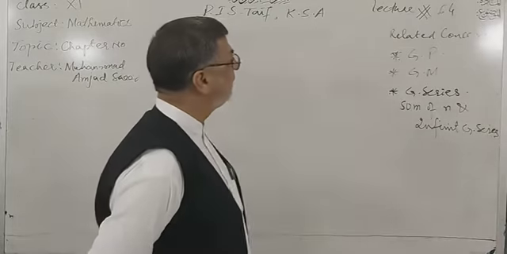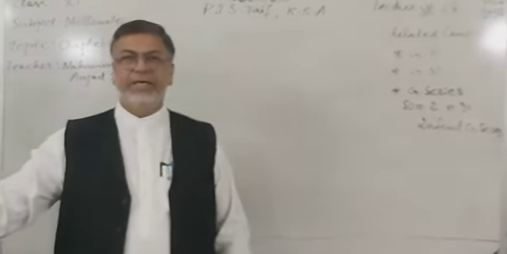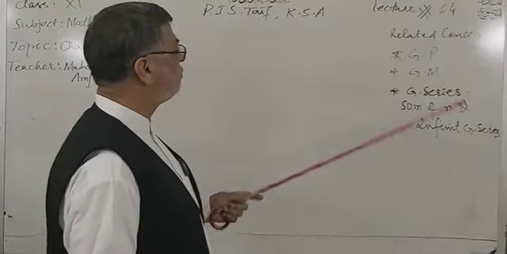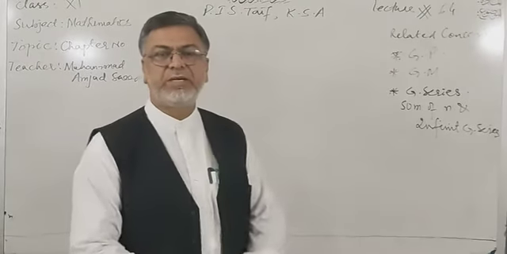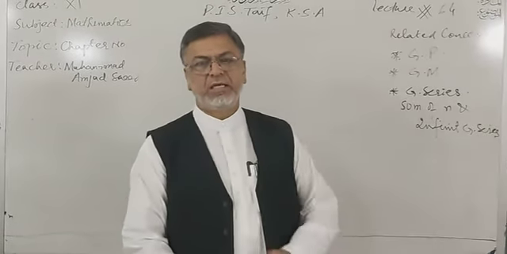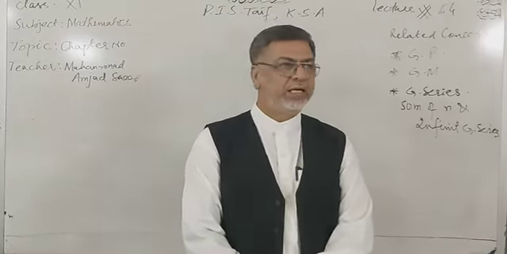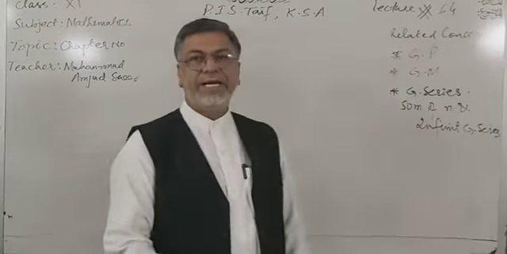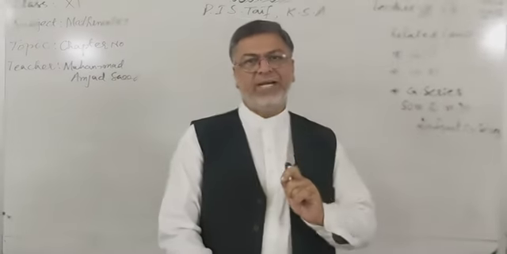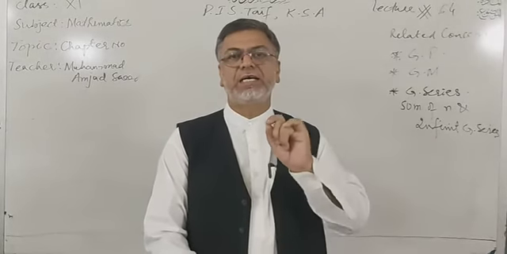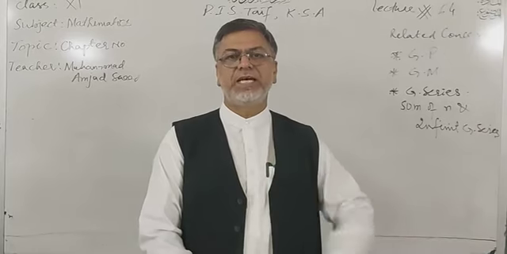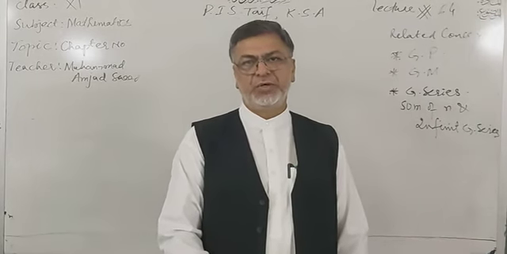Today we will continue our lecture number 64 and we have the idea of geometric progression. What is meant by geometric progression? A geometric sequence or geometric progression is the sequence in which every next term is obtained by multiplying with a constant number that is known as the common ratio.